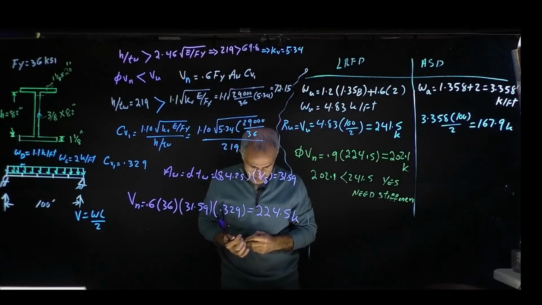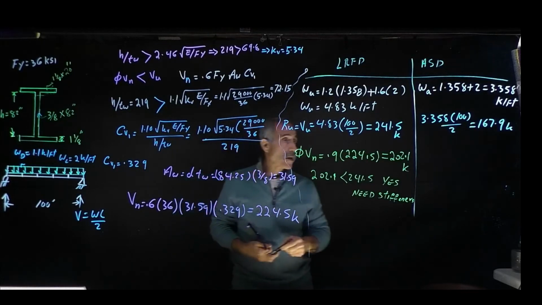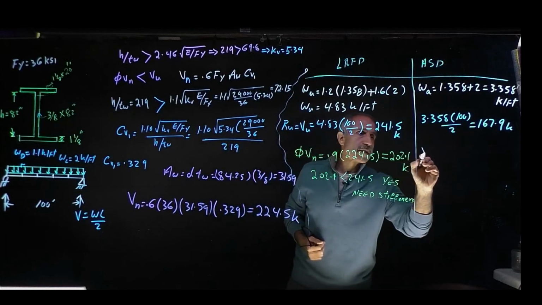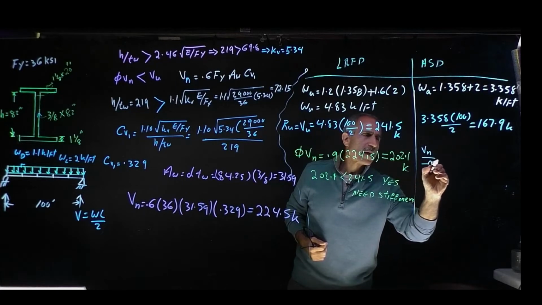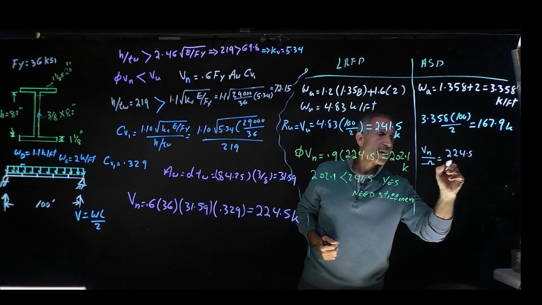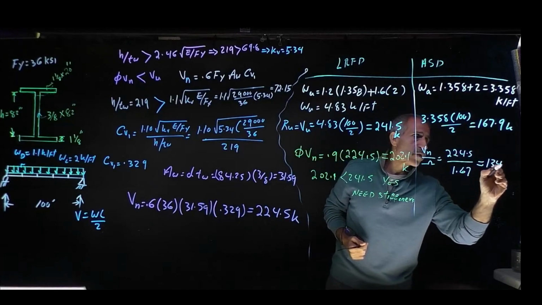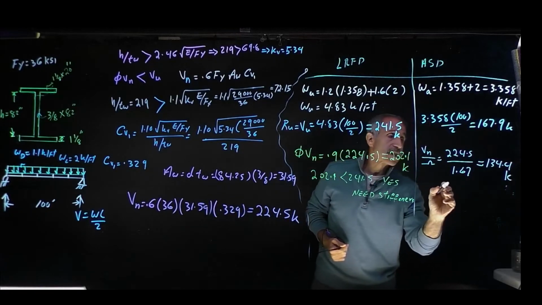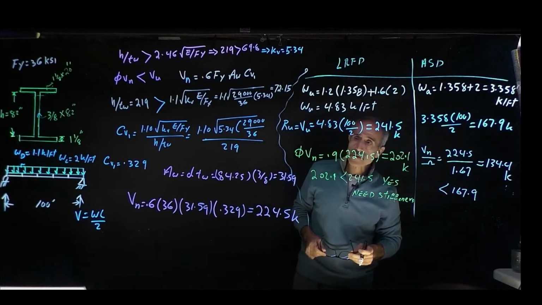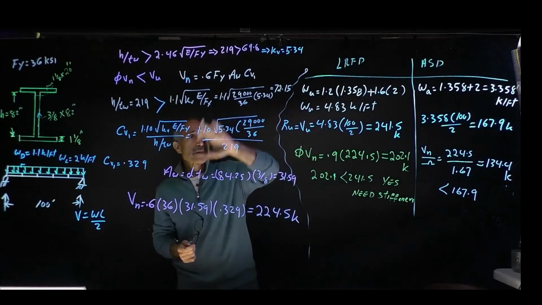So we can go ahead and do the same exact thing over here, which is going to be this divided by omega. So we're going to say Vn divided by omega is equal to 224.5 divided by 1.67. That is 134.4 kip, which is less than 167.9. Yes, we do require to put the stiffeners. So now we know we need stiffeners. We're going to move into the next stage. Let me erase this. We'll come back to it.